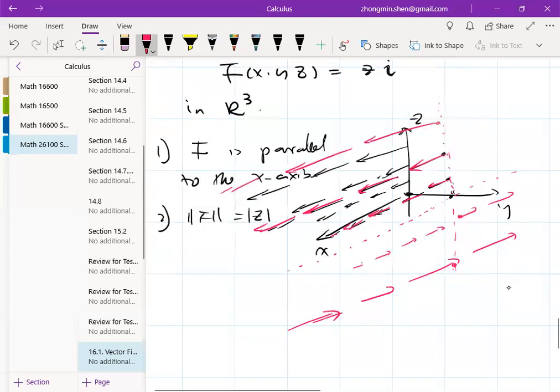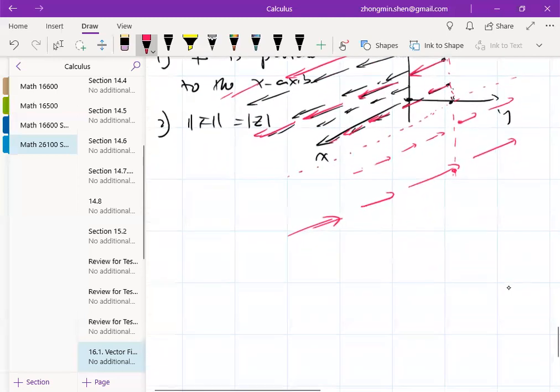Okay, so imagine you're going across the XY plane. You change the vectors. The vectors are getting shorter and shorter. The direction will not change. Then after you go across the XY plane, the vectors are getting longer and longer, but they change orientation. Okay, so this is a little bit difficult to draw. It's 3-dimensional.